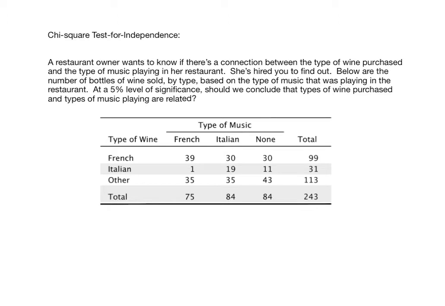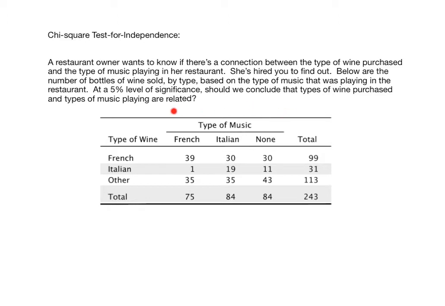A restaurant owner wants to know if there's a connection between the type of wine purchased and the type of music playing in her restaurant. She's hired you to find out. Below are the number of bottles of wine sold by type based on the type of music that was playing in the restaurant. At 5% level of significance, should we conclude that types of wine purchased and types of music playing are related? And by related, we mean are they dependent on one another?